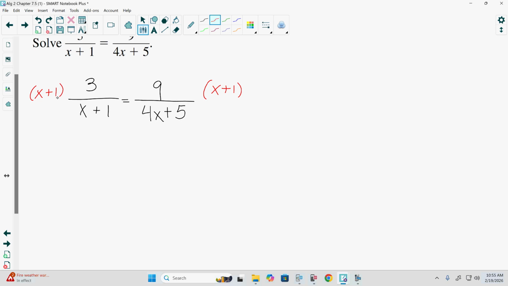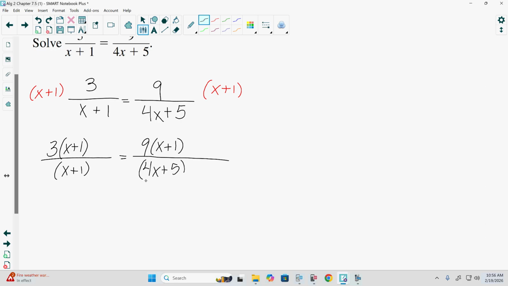If we multiply everything by x plus 1, the left side would be 3 times x plus 1, because we're just multiplying through. We're not doing top and bottom. We don't have to multiply the top and bottom of each side by this expression because it's equal. We're applying it to every term. And on the left-hand side, we get 3 times x plus 1 over x plus 1. On the right-hand side, we're going to multiply the x plus 1 and the 9, giving us 9 times x plus 1 over 4x plus 5.